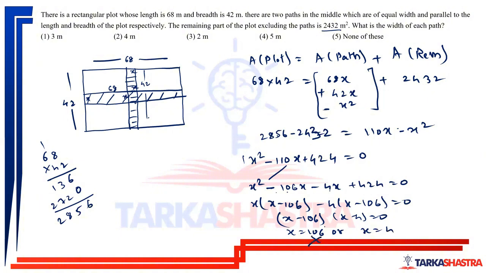x is equal to 106 is not possible. Width of the path cannot be greater than the length or breadth of the plot, right? So it cannot be 106. So this has to be 4 meters, and that is your answer.